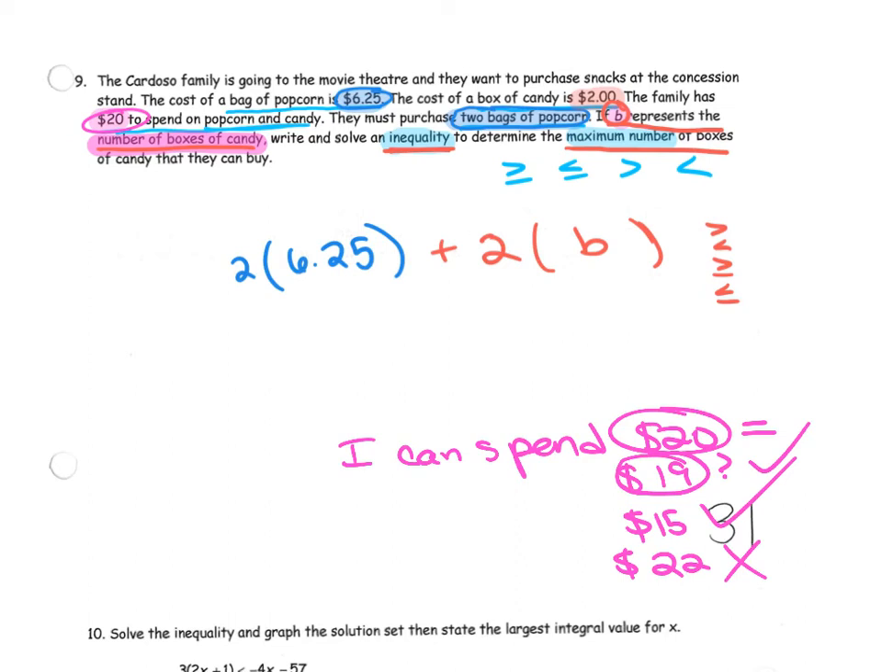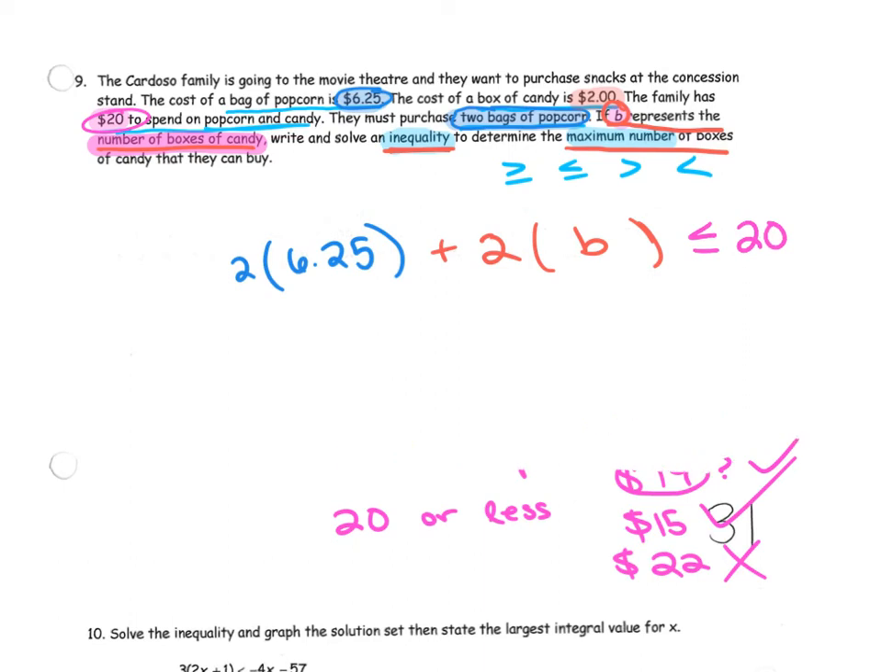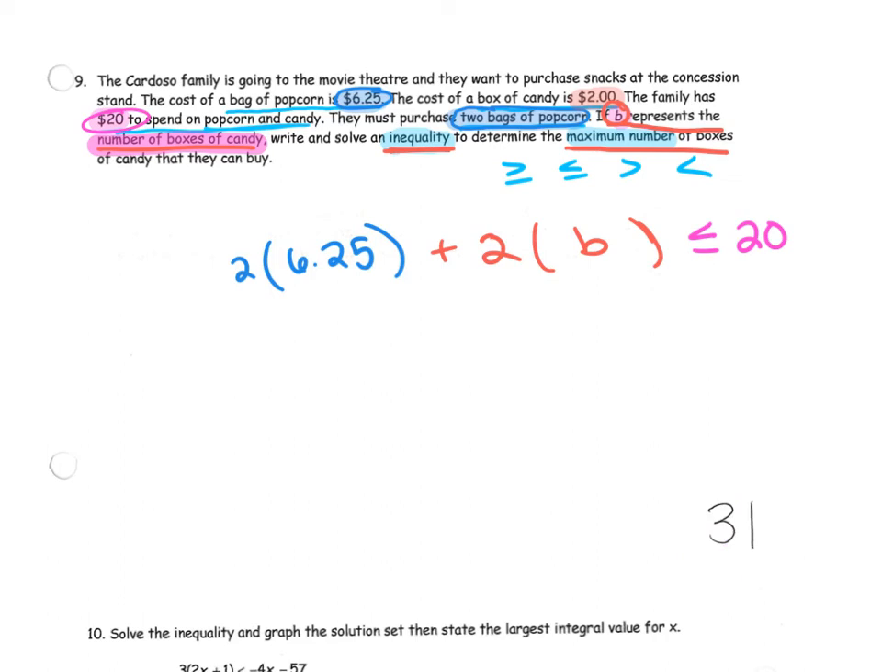Do you guys see where I'm going with this? We can spend $20 or less. So we're going to use less than or equal to. This is less than or equal to $20. And now that we've set it up, that's the hard part. Now we're going to solve for B. All right, so why don't you guys pause the video here and solve for B.